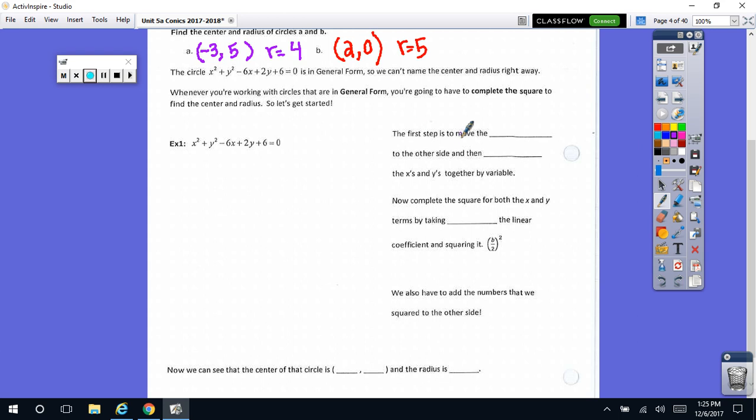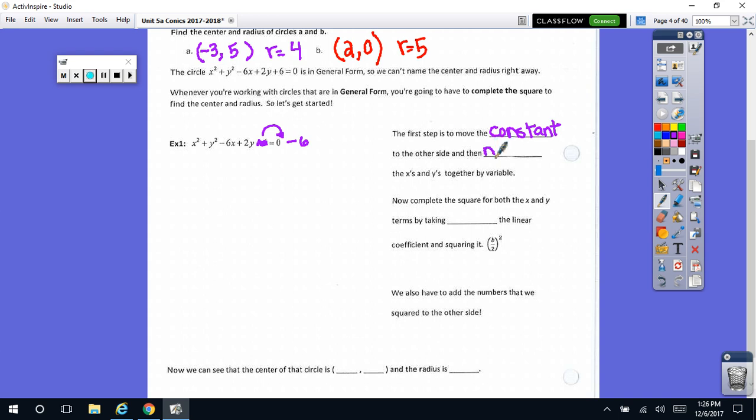Okay, the first step is to move the constant to the other side. Okay, so I have this guy. It's going to jump ship over here. Remember, when he moves, his +6 becomes -6.